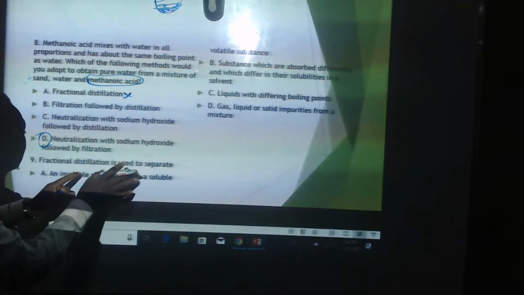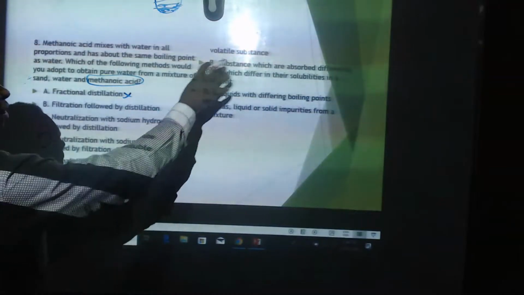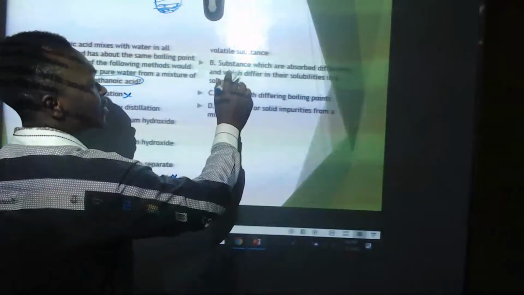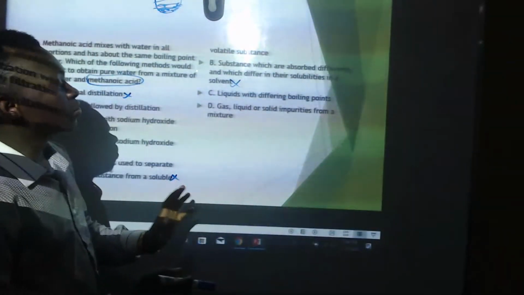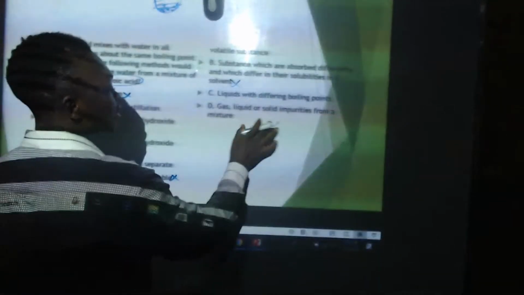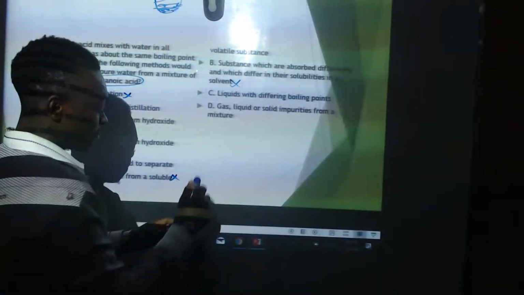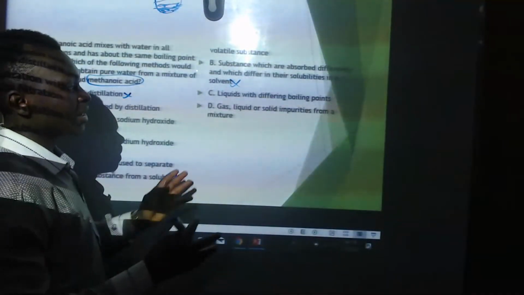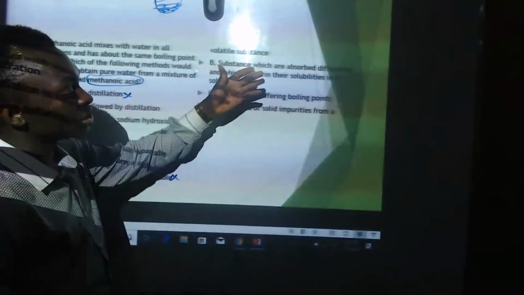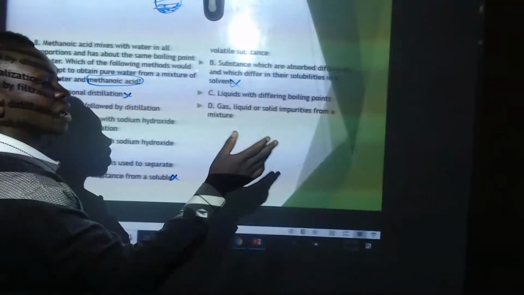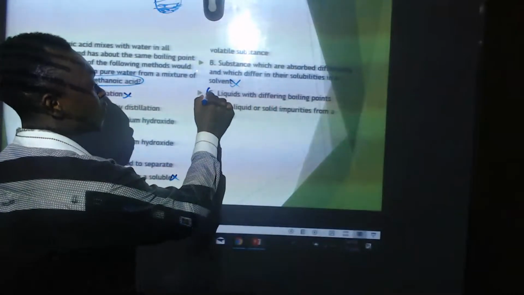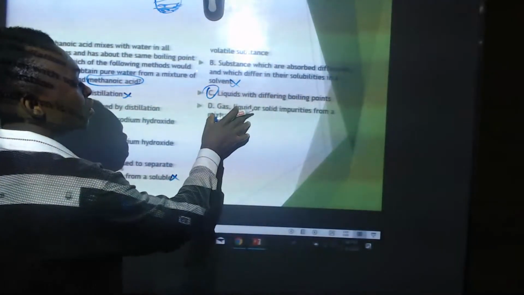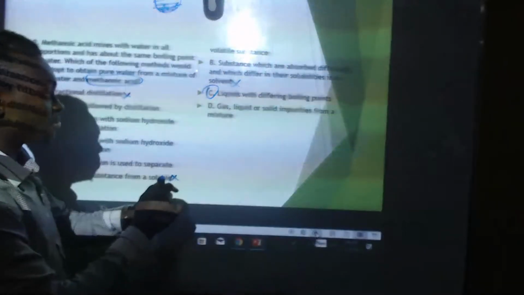So now once you're doing fractional distillation, you don't look at insoluble substance or insoluble volatile. So this is wrong. A substance which are absorbed differently and which define their solubility in solvents, this is wrong. Now, liquids will differ in boiling points. Once you talk of liquids differing in boiling point, you will begin to notice that immiscible liquids have different boiling points, and that's why they can't mix. That's why once you begin to separate a hydrocarbon, you can get crude oil, you can get kerosene, you can get different liquids there. And so I'll go for liquids with different boiling points. It's not just a regular gas, liquid, or solid variety for a mixture.